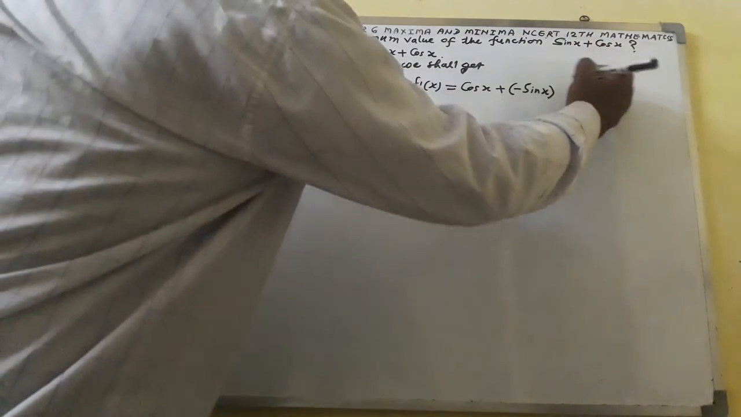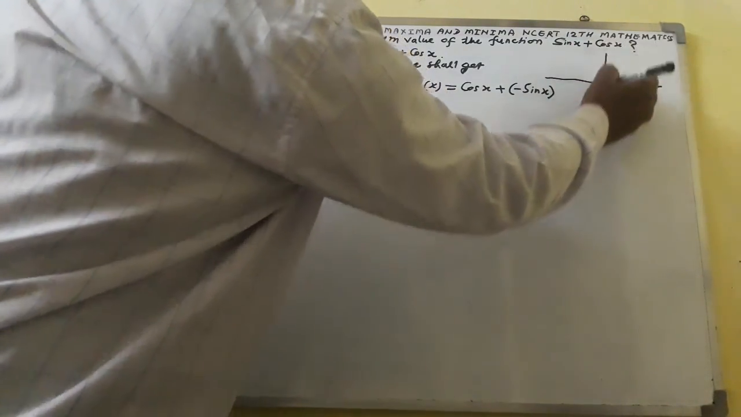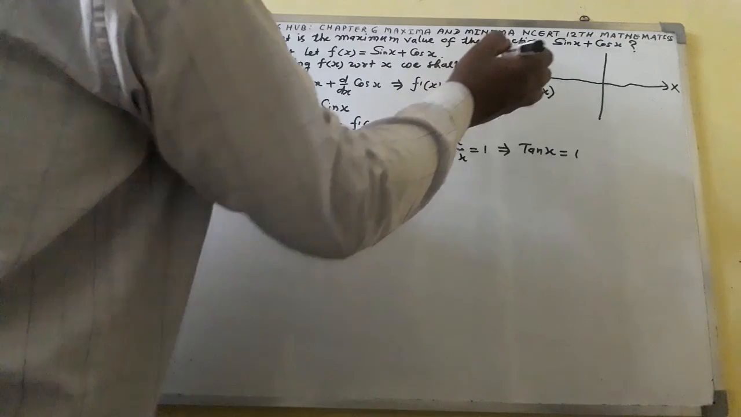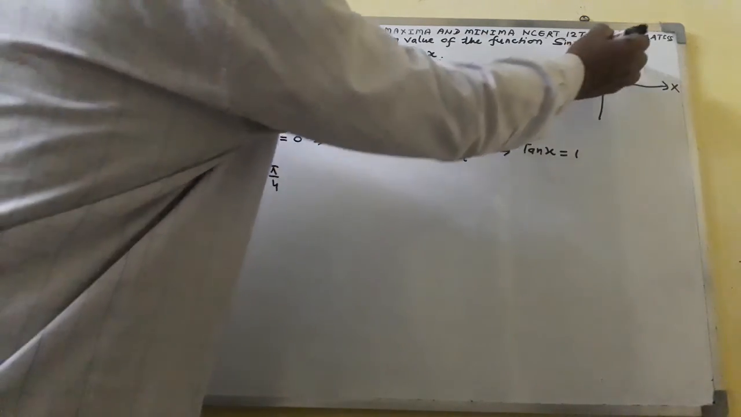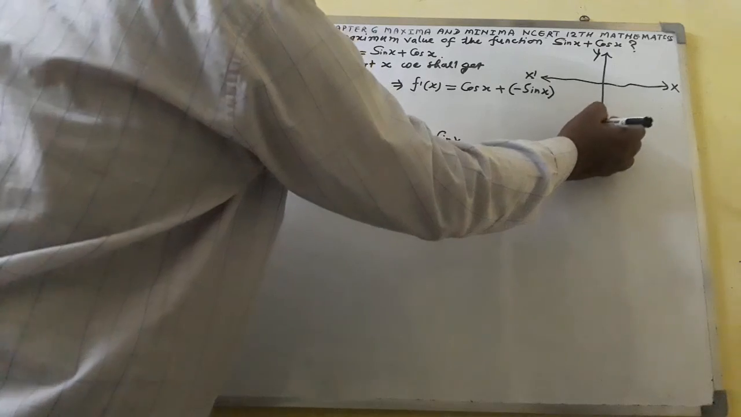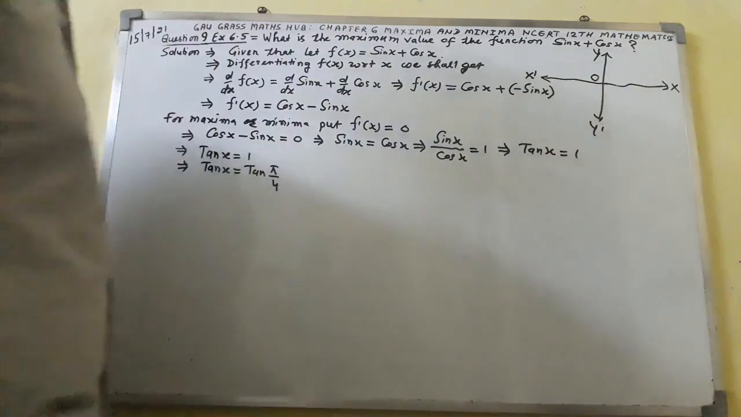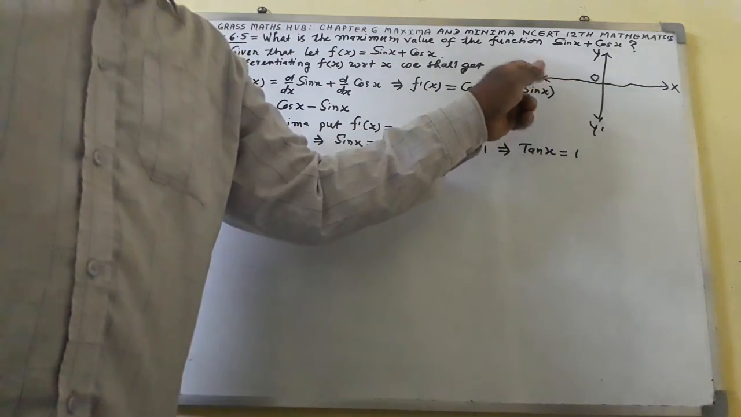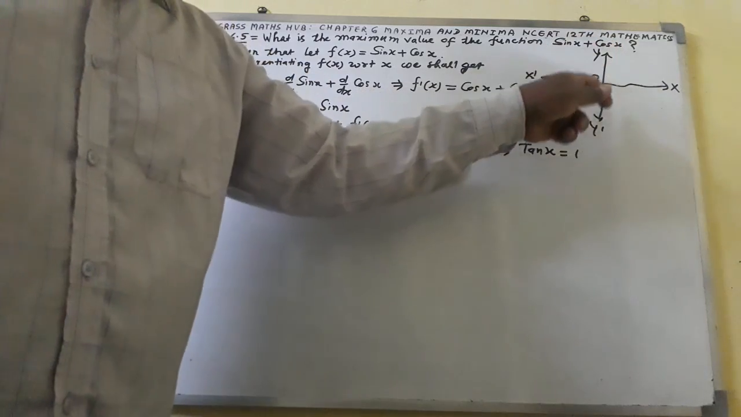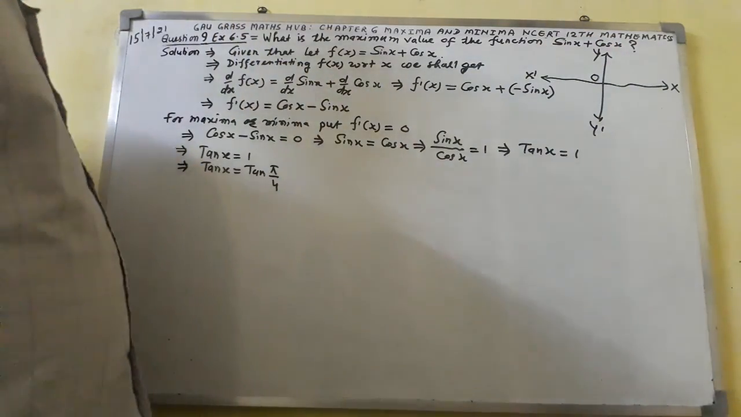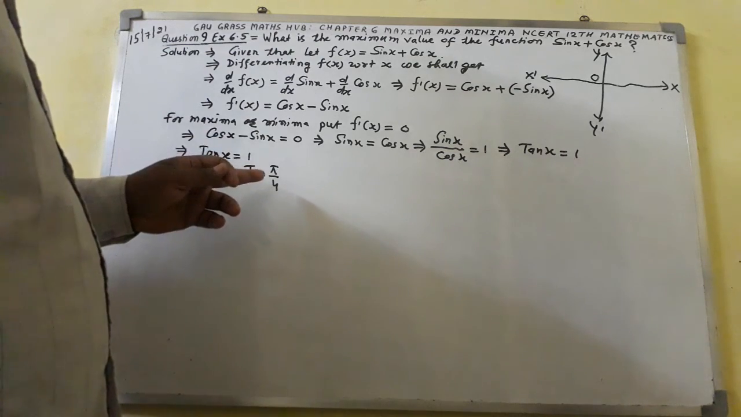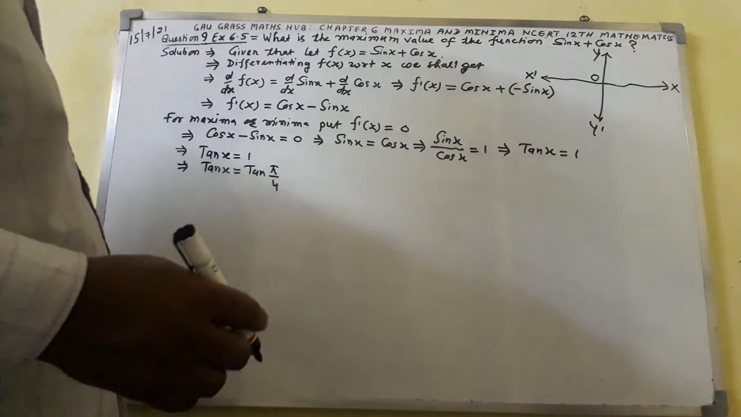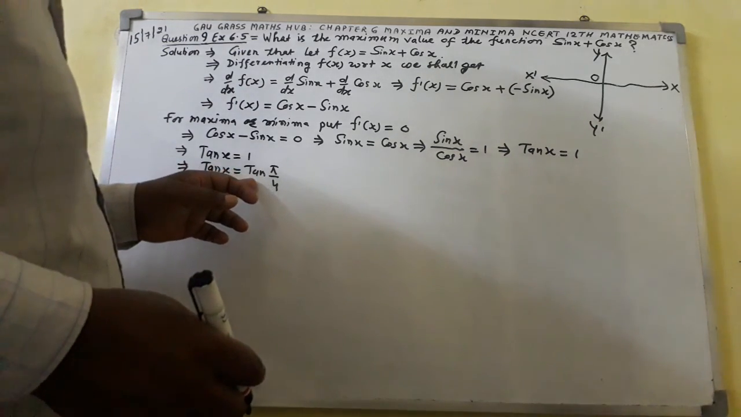Now here you can see in this diagram, this is the x-axis, this is x dash, this is y, this is y dash, this is the origin. The horizontal line is the x, x dash axis, and the vertical line is the y, y dash axis. Now it says pi by 4. Pi by 4 means 45 degree. So here tan is given.